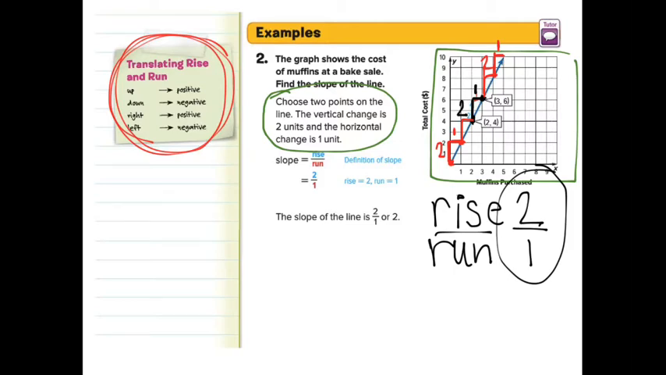Up is a positive movement. So if you have a positive rise, you move up. If you have a negative rise, you move down. If you have a positive run, you go to the right. A negative run, you go to the left.